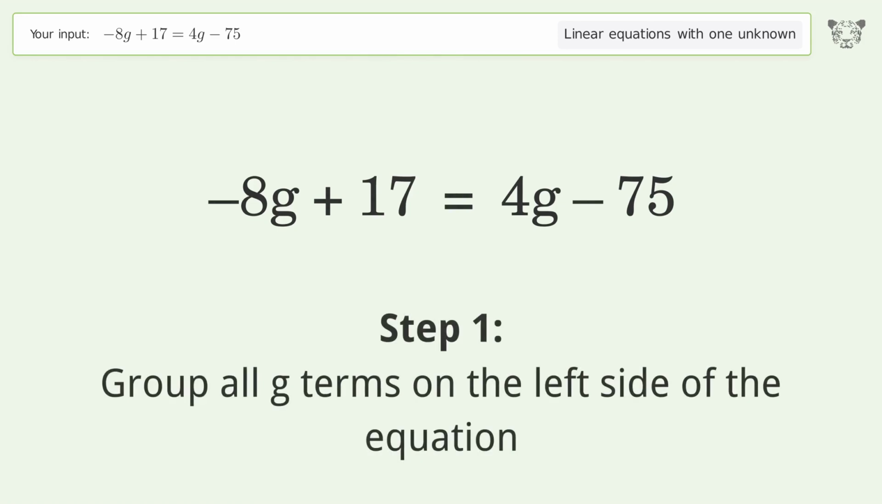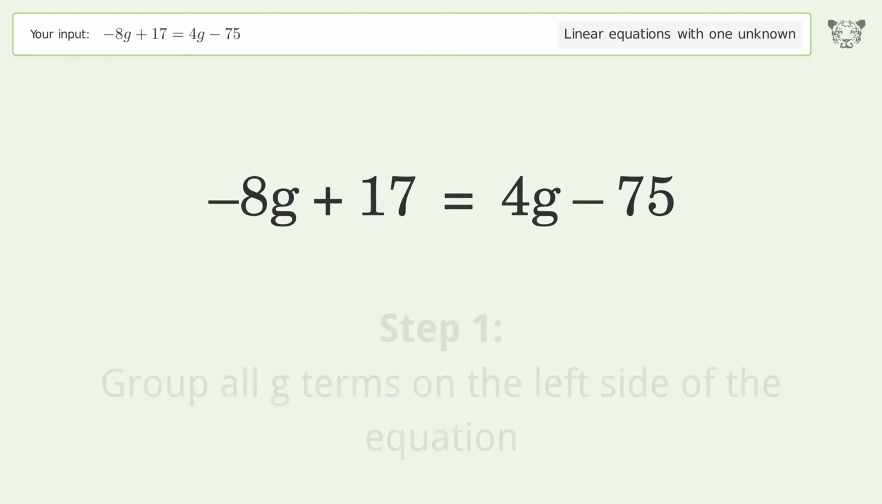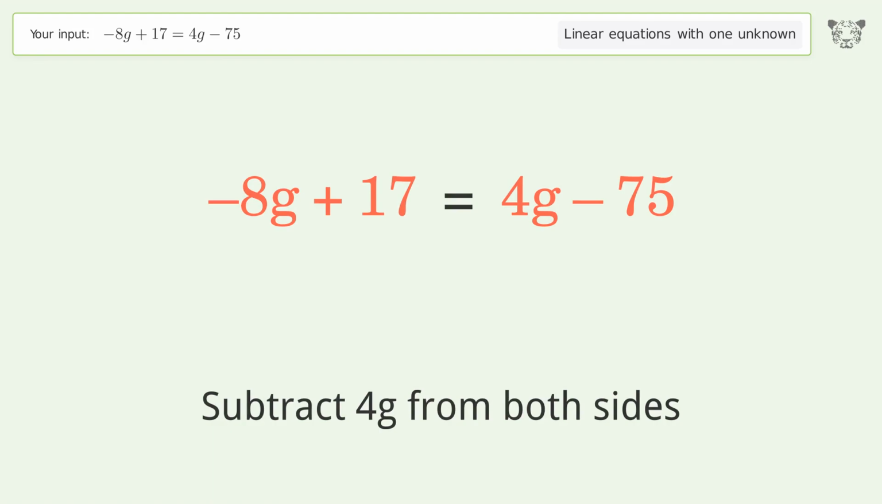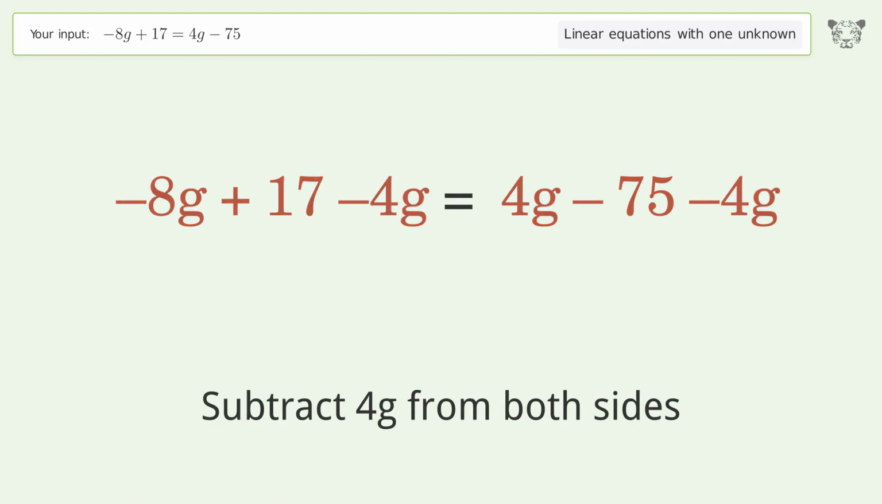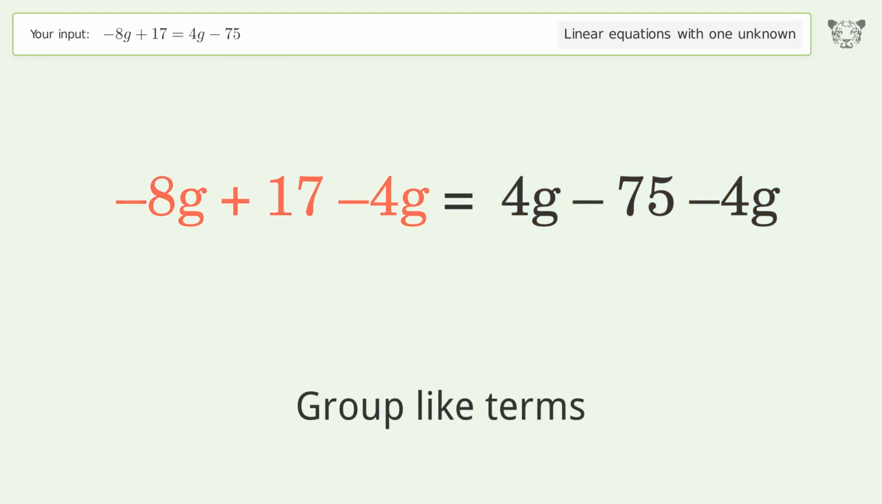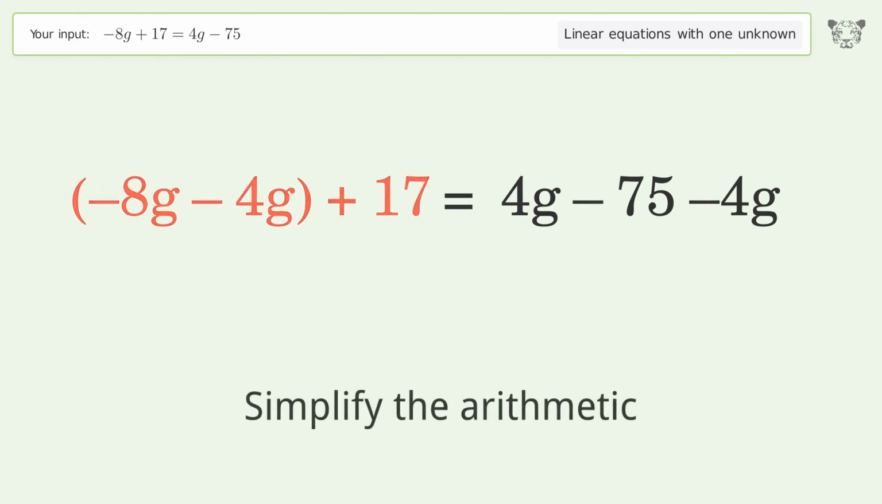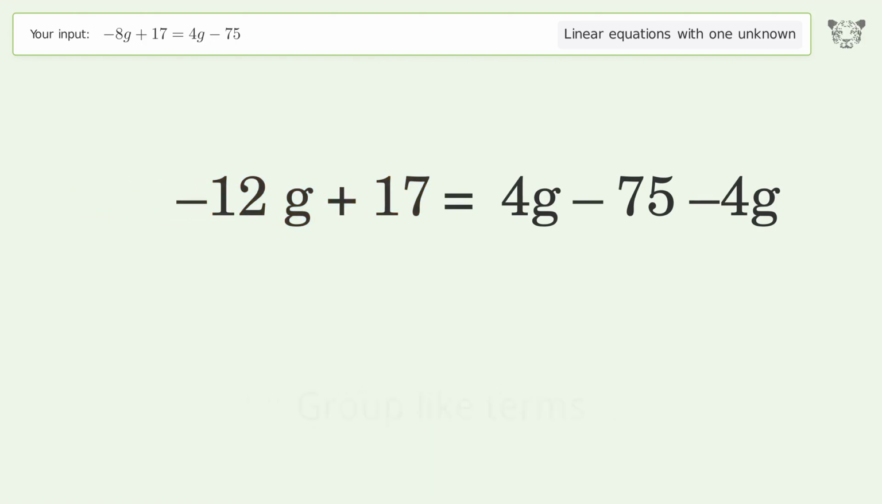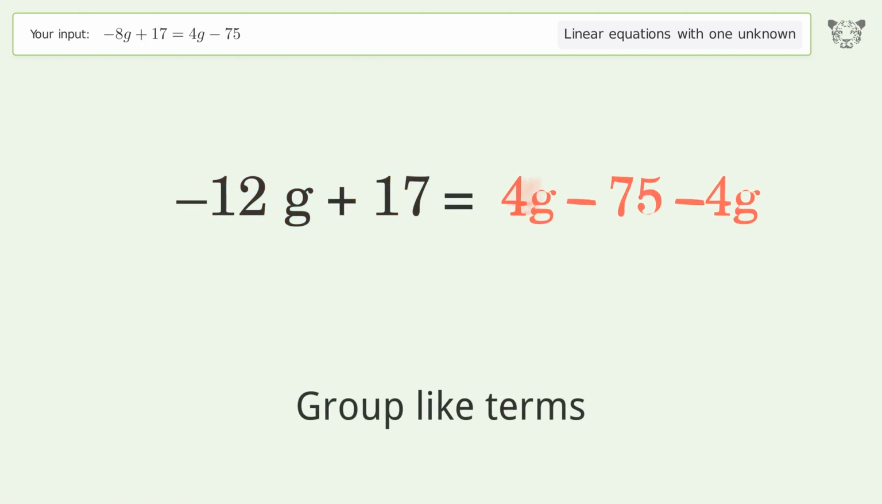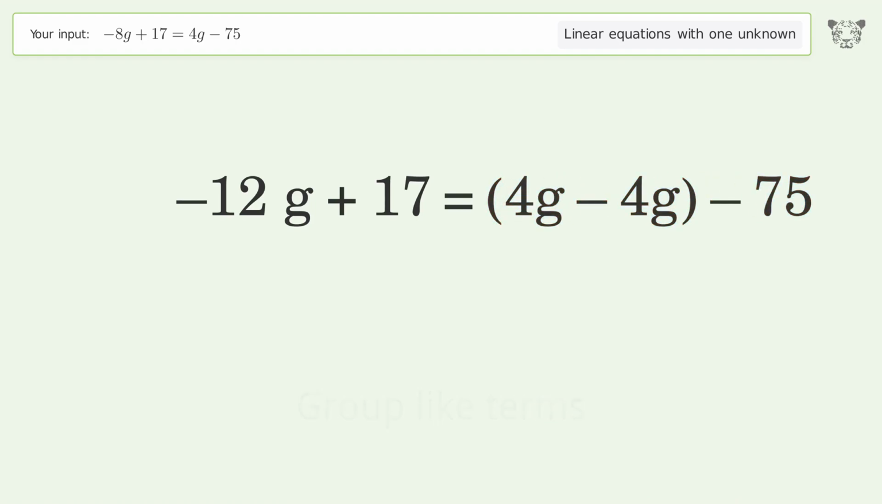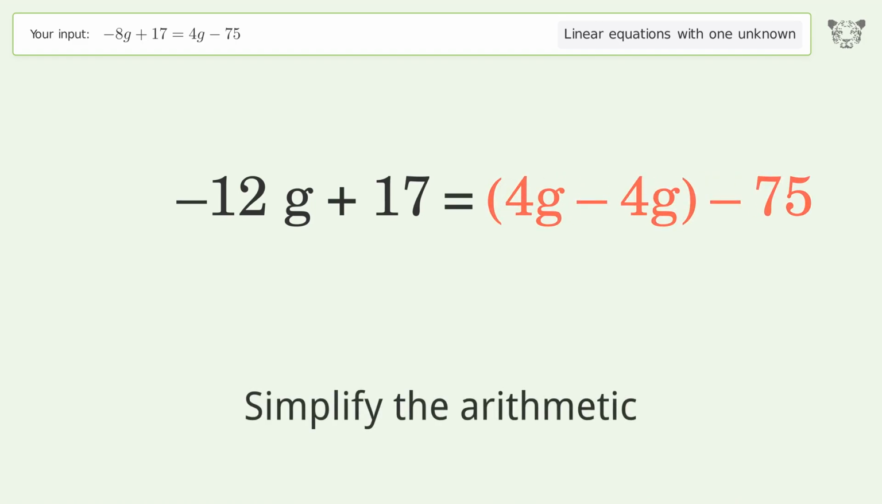Group all g terms on the left side of the equation. Subtract 4g from both sides. Group like terms. Simplify the arithmetic. Group like terms. Simplify the arithmetic.